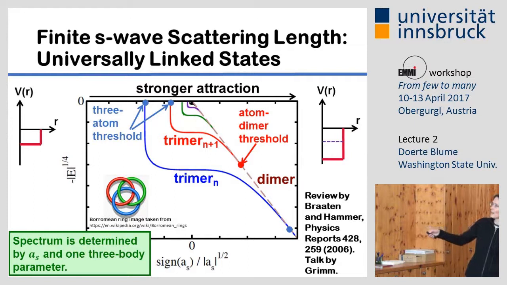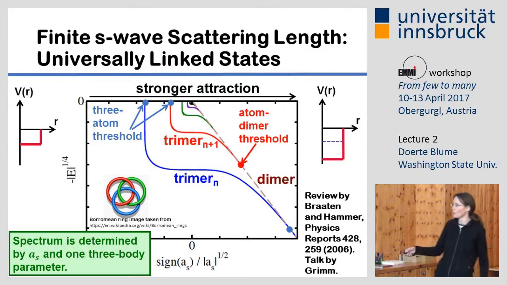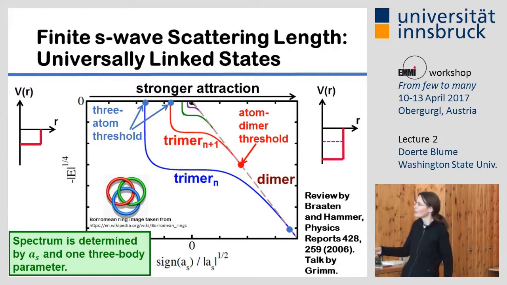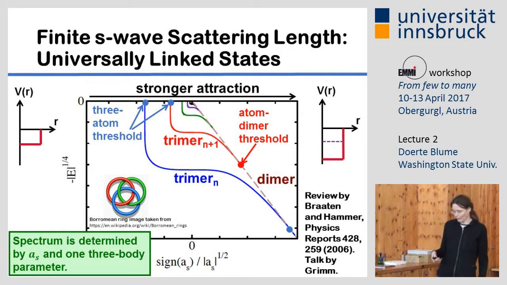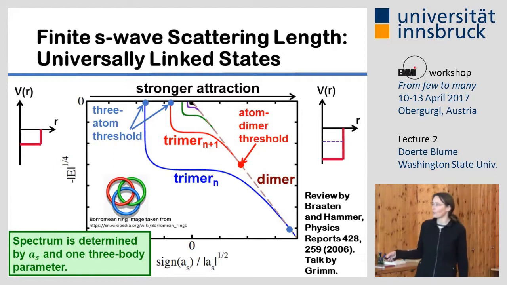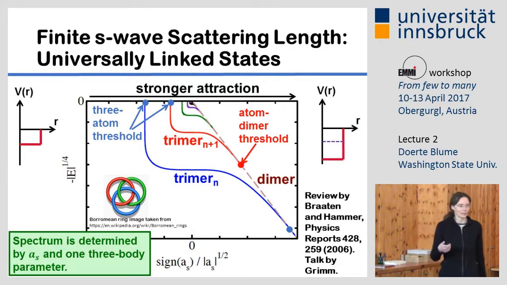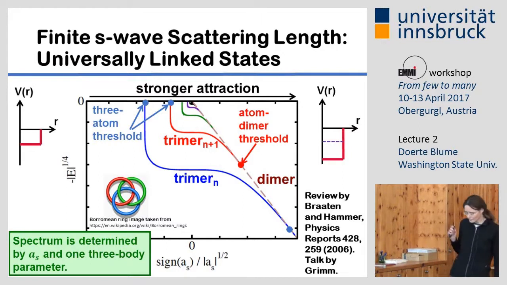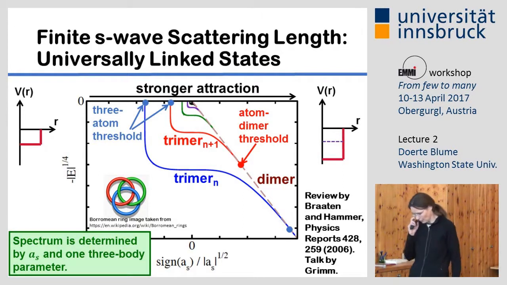So what this parameter does, it fixes where the energy levels sit at unitarity, which is the point that I've shown here in the middle, but it also automatically fixes how the spectrum looks for all other S-wave scattering lengths. So this energy spectrum that I'm showing you is fully determined by the S-wave scattering lengths and one other input parameter, the three-body parameter.